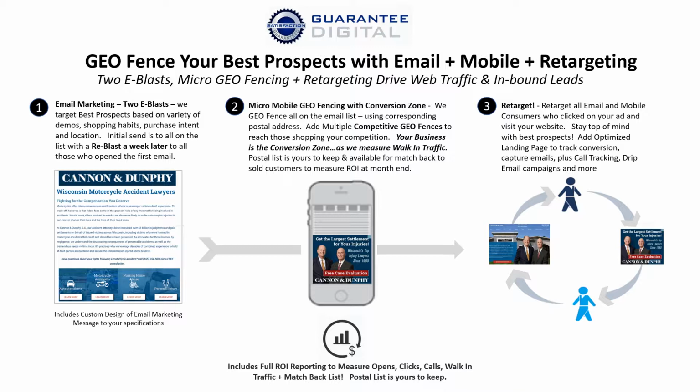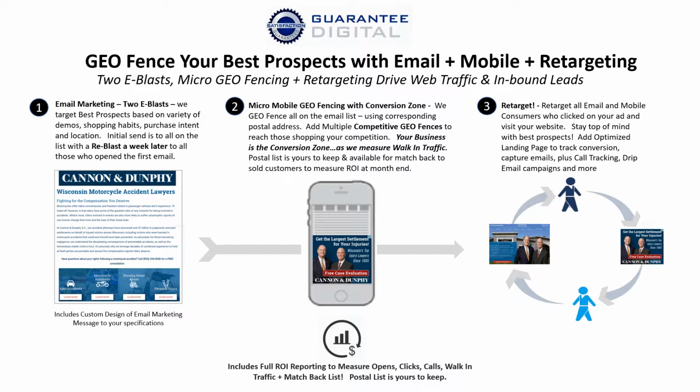We're going to come back a week later with a reblast to everybody who opened the first email. Now, from that e-blast, we're also going to pull a postal list. With that postal list, we're going to be able to micro geofence everybody on the list. So all 25,000 people who got the email are also going to begin to see mobile ads, and with cross-device matching, ads on their regular web browser. So email, two blasts, mobile, micro geofencing, and the client's office is the conversion zone.